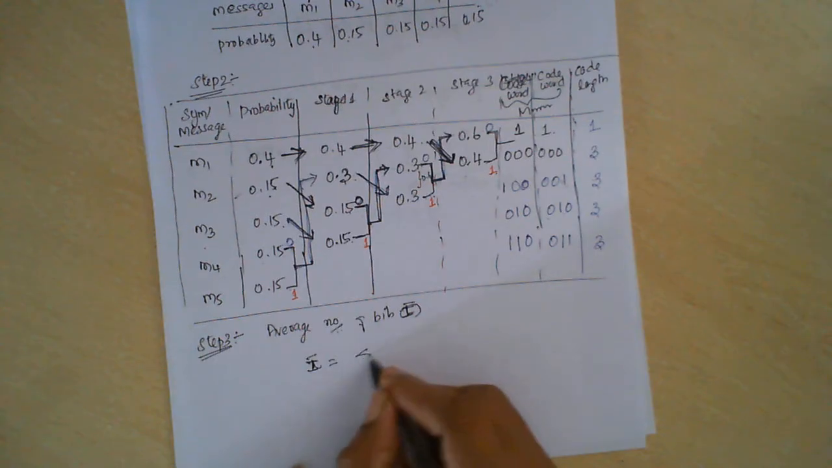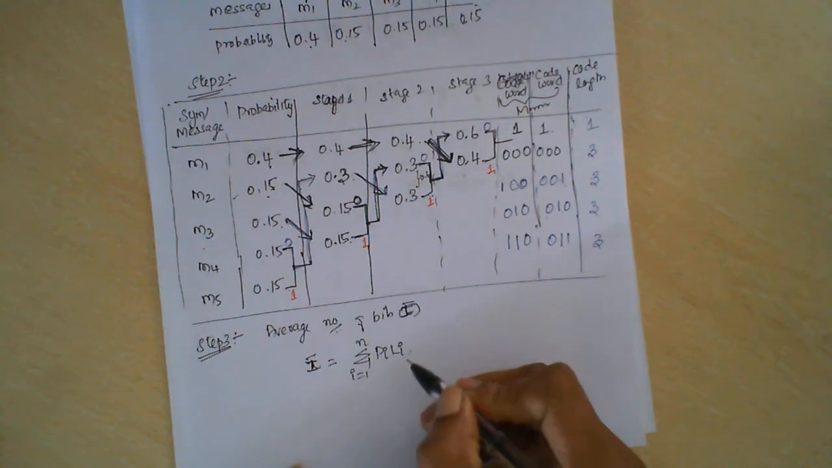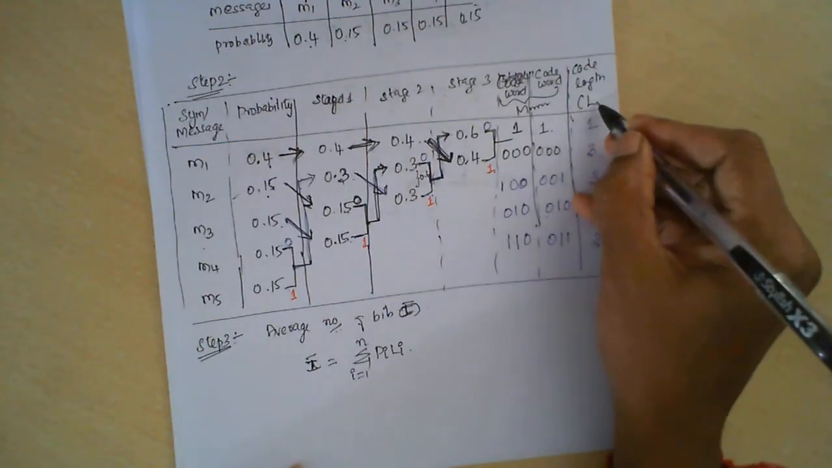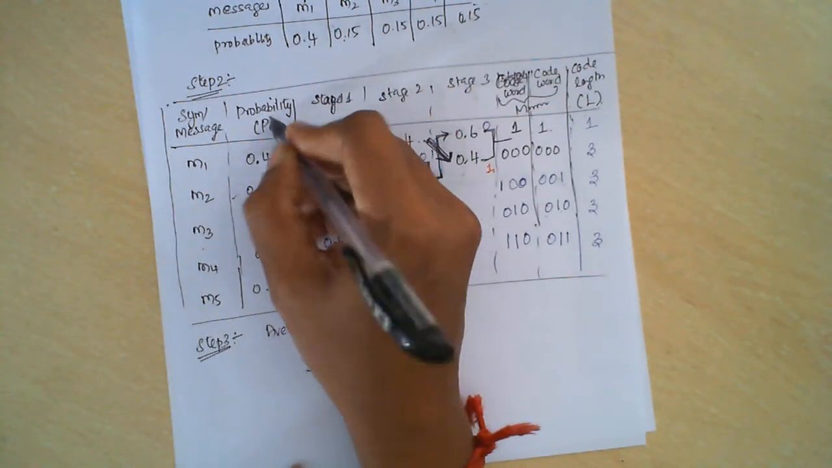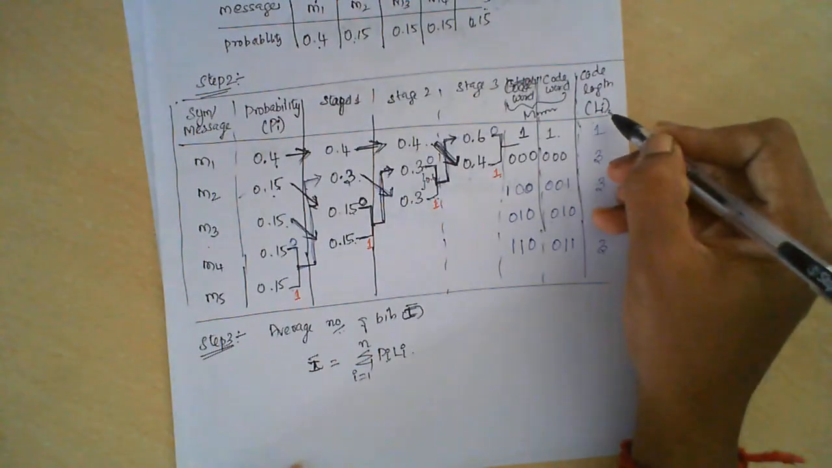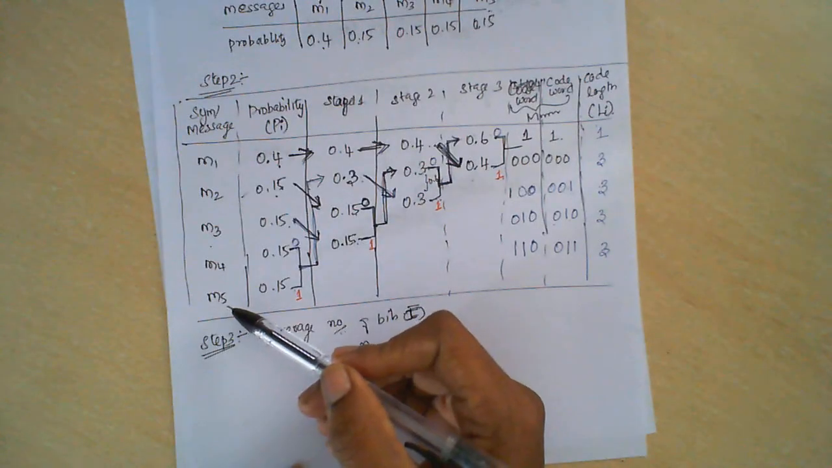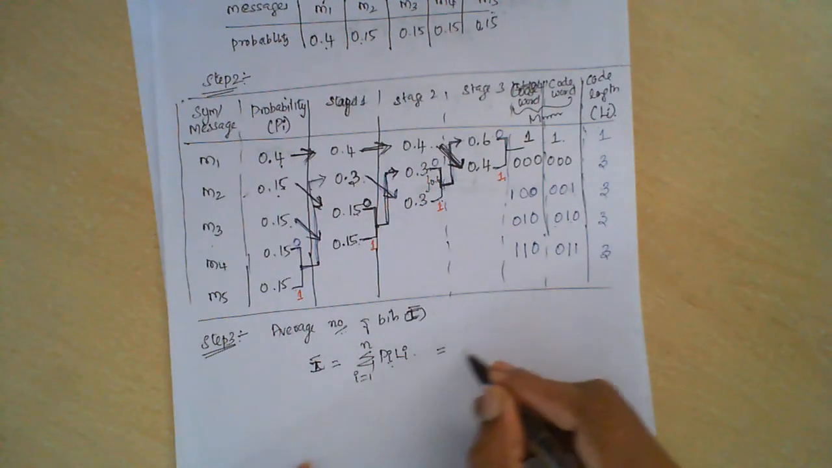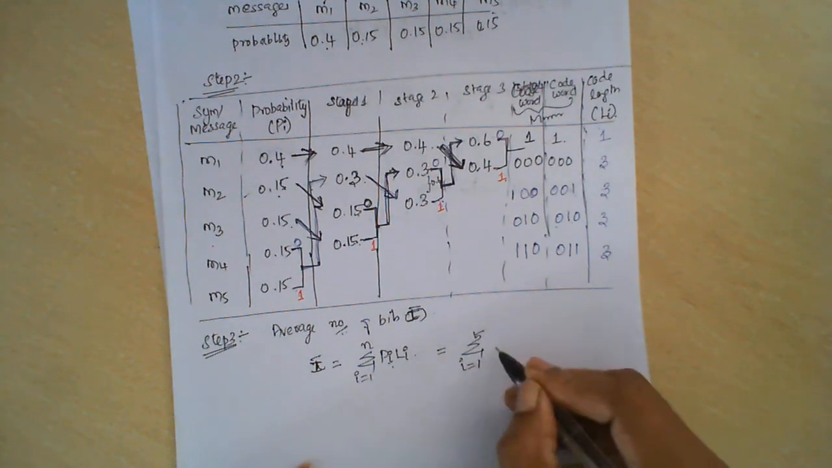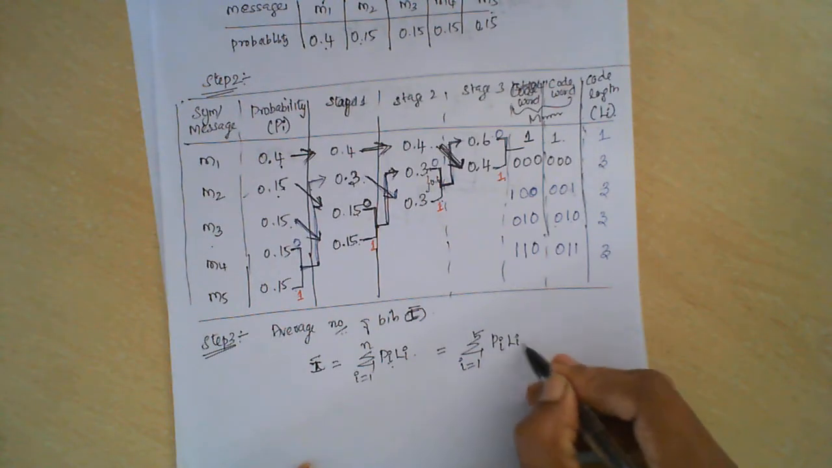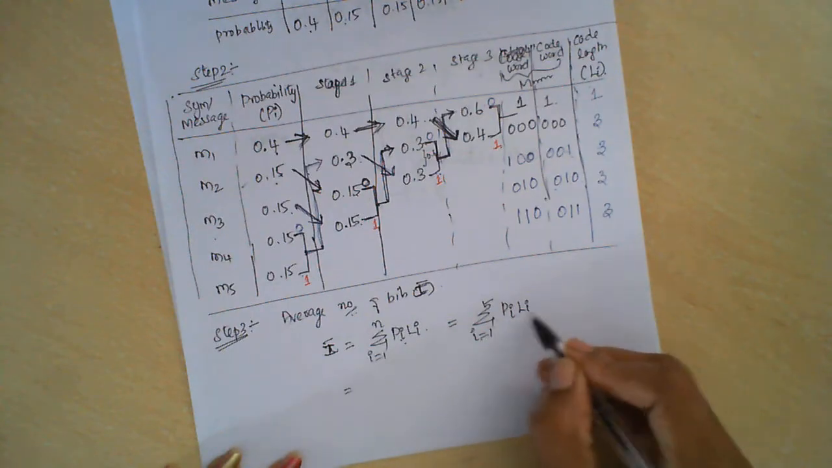L bar is equal to summation i equal to 1 to n of pi li. So what is this? The l is your code word length, and p is your probability. It is given by suffix i because i represents how many message symbols you are transmitting. Here how many symbols are taken? 5 symbols. So the formula gets shortlisted as 1 to 5. So 5 symbols are transmitted, so it is pi li. Summation means the addition of the symbols ranging from the first symbol to the fifth symbol.